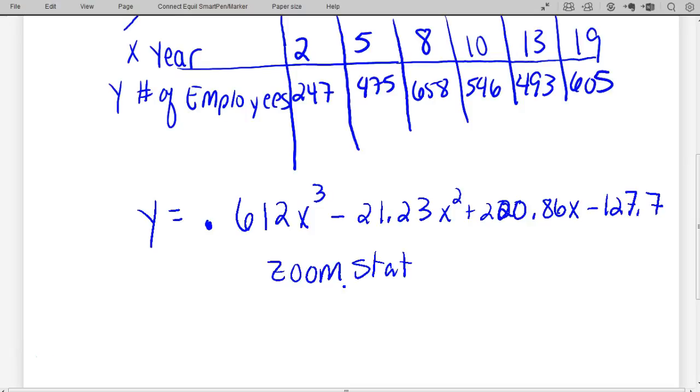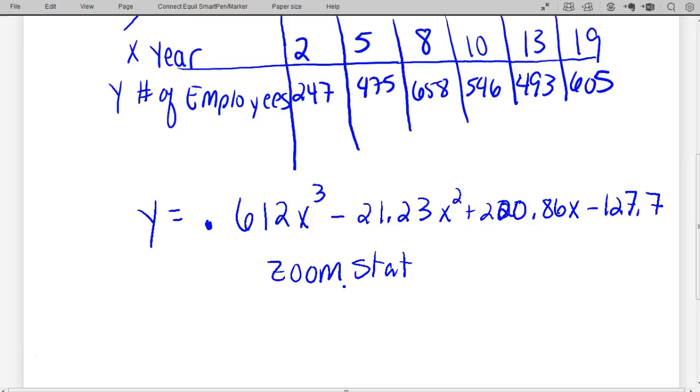So 0.612 x cubed, I'm entering it into the calculator now, minus 21.23x squared plus 220.86x minus 127.7, and I hit the graph button again. And it worked really well, so yay us.